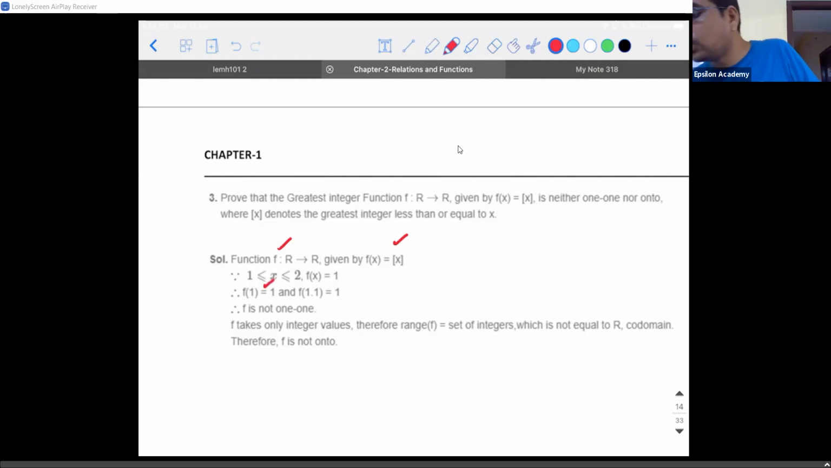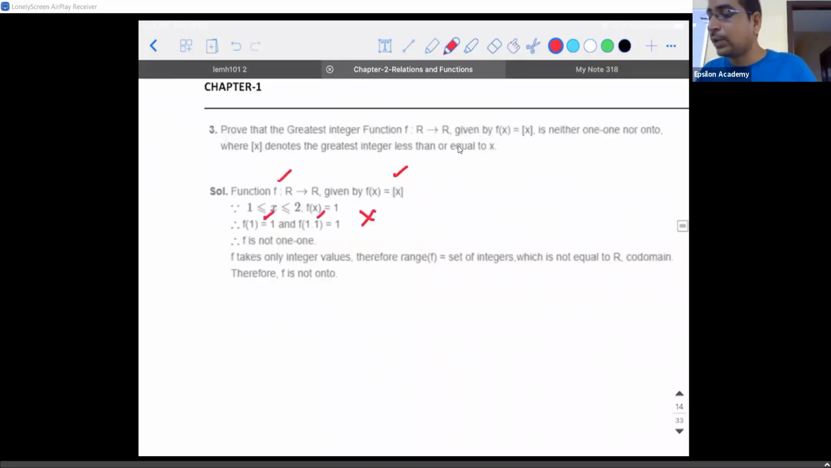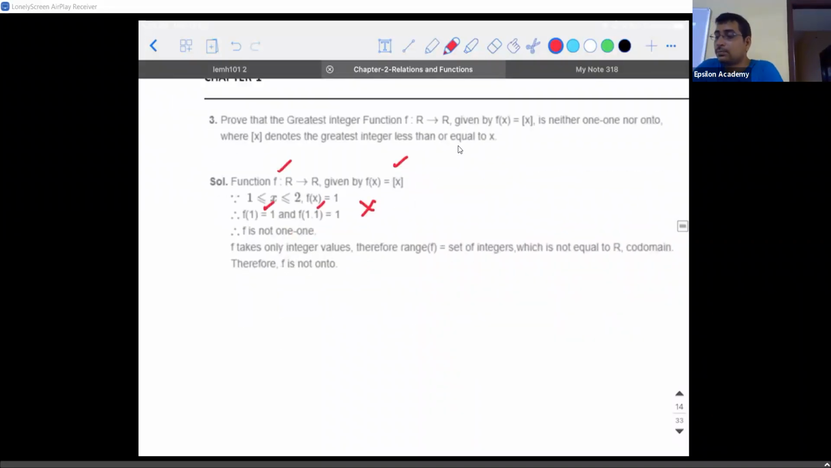f of 1 is equal to 1 and f of 1.1 is equal to 1. There is no other way to prove this. You have to write this only. You can take 2 to 3, 3 to 4, anything. Any interval you can take, it is your wish. So the one-to-one test fails. Then how can you prove that it is not an onto function?